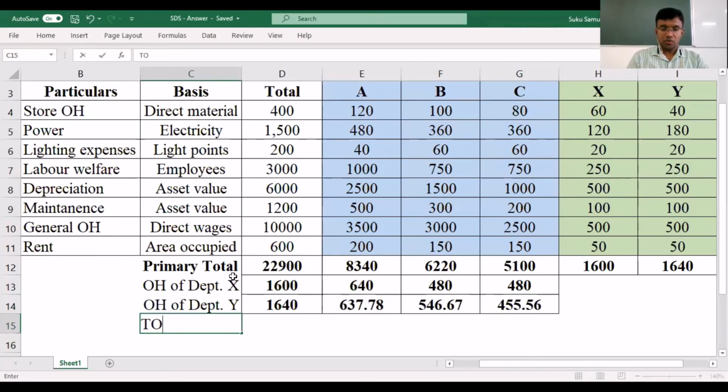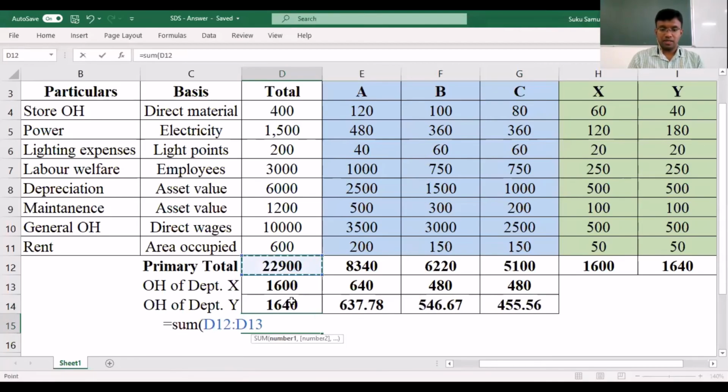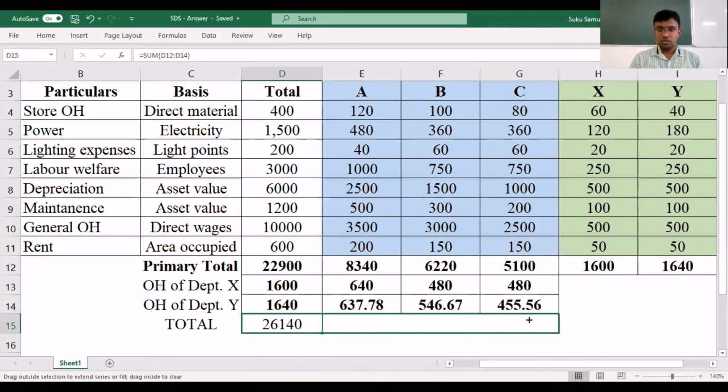Now we have to find out the total. When we are finding out the total, one very important thing to remember is that we will be considering only the primary overhead total and the two service department heads' totals. So this is how much it will be.